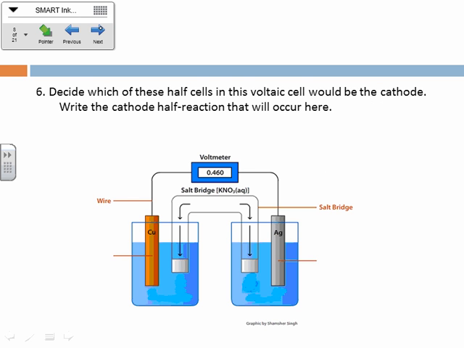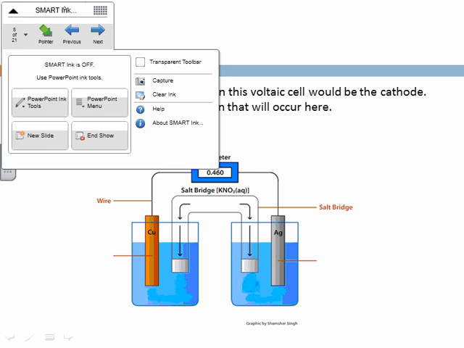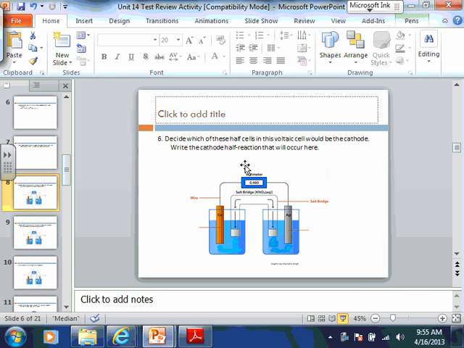All right, next. Decide which of these half cells in this voltaic cell would be the cathode. Write the cathode half reaction that will occur here. Okay, I'll give you a minute on this one.